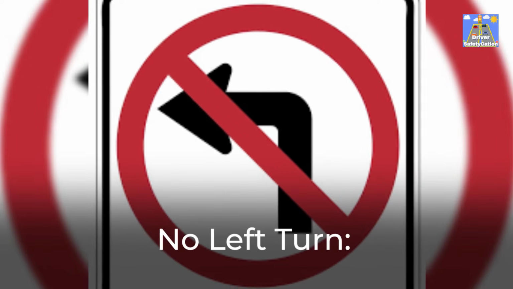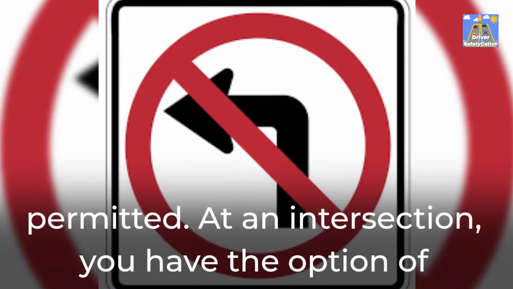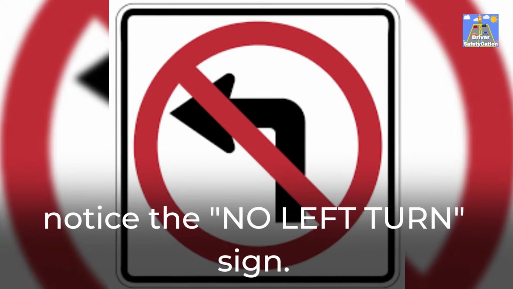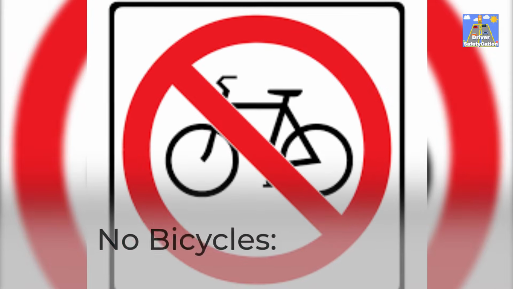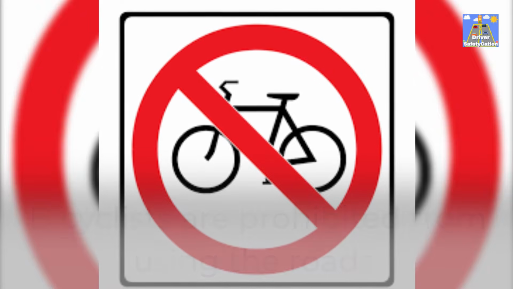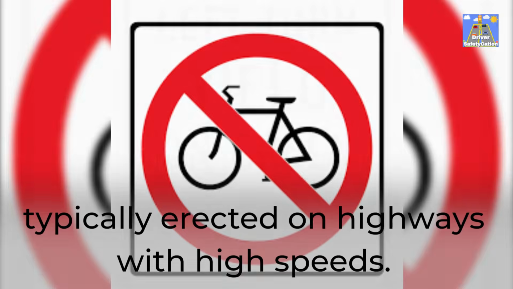No left turn. This road sign warns drivers that left turns are not permitted. At an intersection, you have the option of proceeding straight through or turning right when you notice the no left turn sign. No bicycles. Bicyclists are prohibited from using the roads where the no bicycles sign is posted. The sign is typically erected on highways with high speeds.